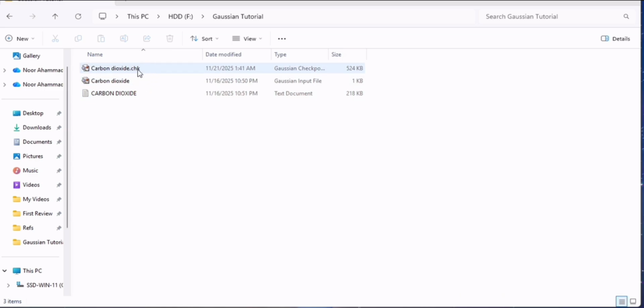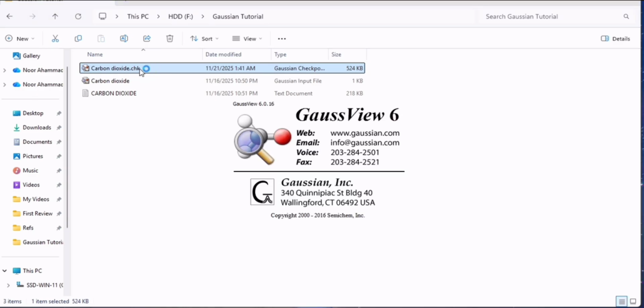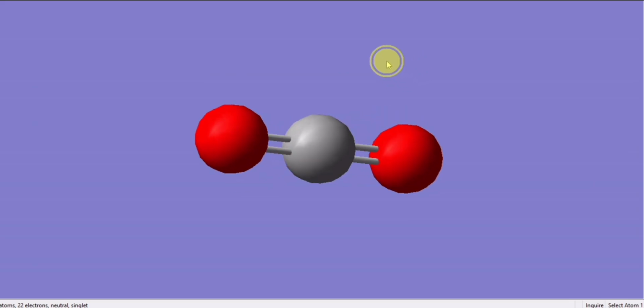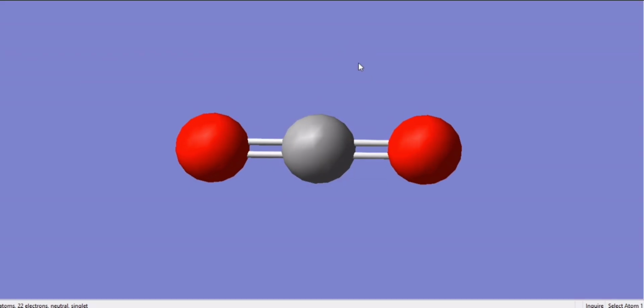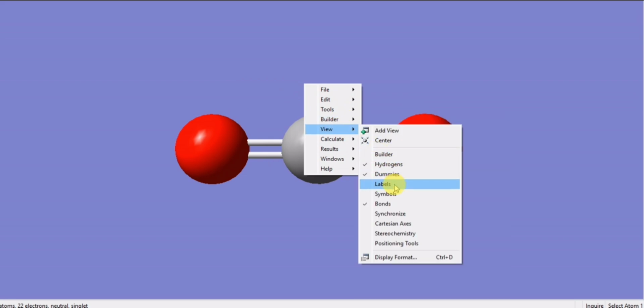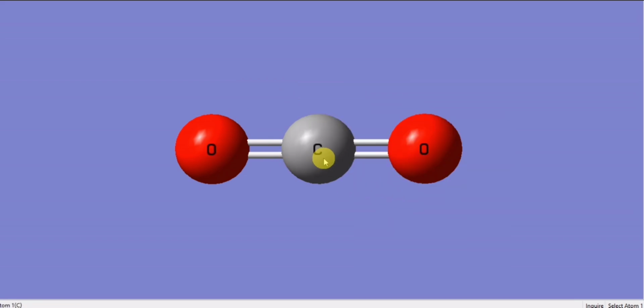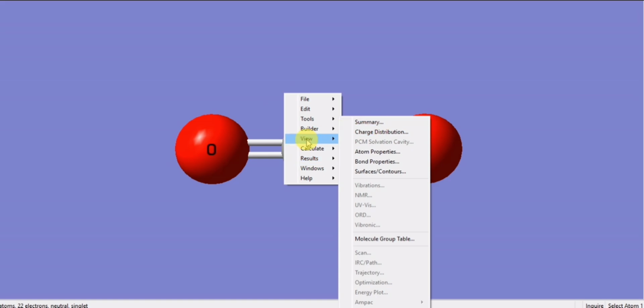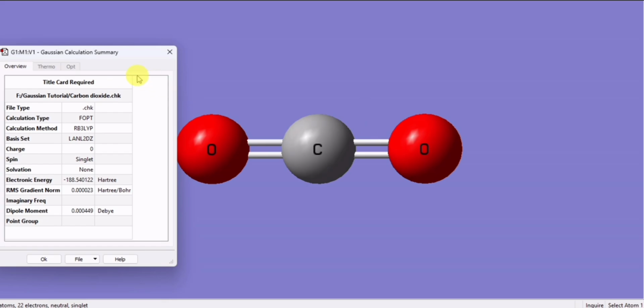Firstly, I am opening the CHK file. After optimization, you will get a linear structure. There it is, a perfectly linear structure. And now we will start analyzing. Okay, so I'm enabling the options of symbols, carbon, oxygen. Now I want to show you the result. To find the result, we will go to Result and then Summary.